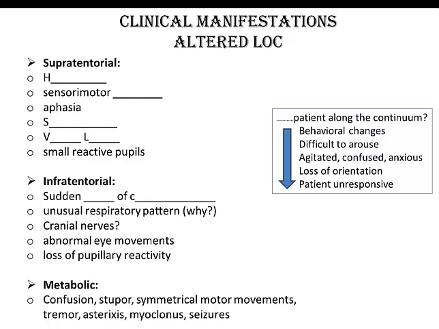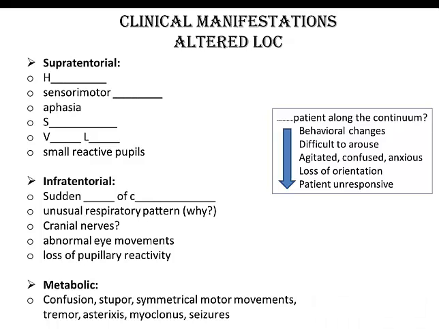If the injury is infratentorial, there could be a sudden loss of consciousness and unusual respiratory patterns. Well, that is because with damage to the reticular activating system and the cerebral hemispheres, the lower brainstem responds to changes in PaCO2, leading to irregular respiratory patterns.